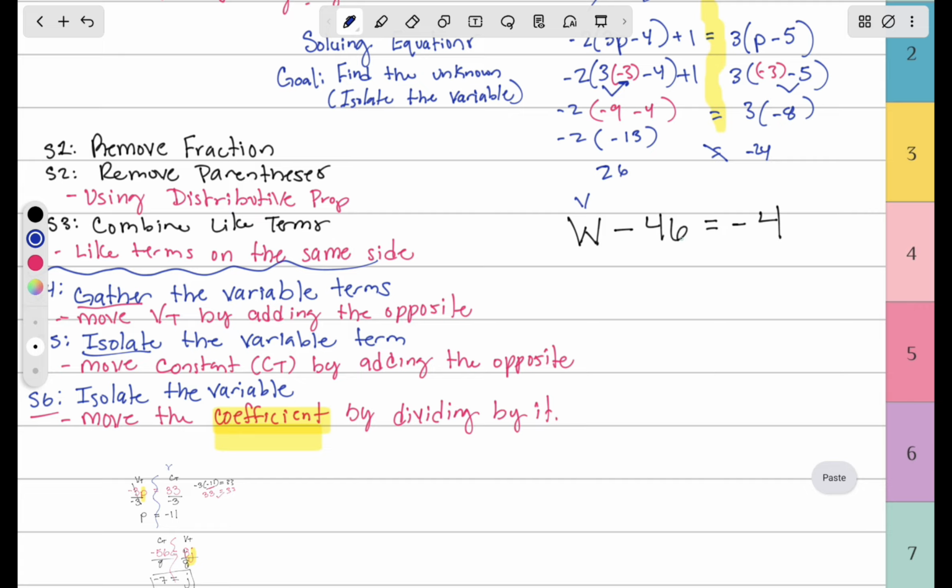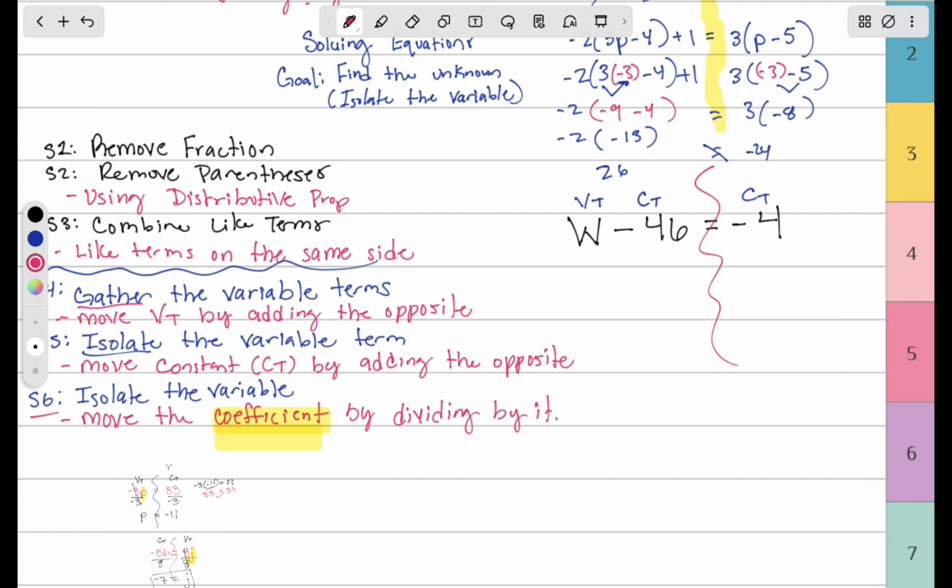When we first started off, go ahead and tell me, variable term. Cool. All right. And then -46 is our what? Constant term, right? And -4 is also what? Constant term, right? Now let's split this in the middle, so we make sure we draw that wall there. Now let's start at rule 4. Rule 4 says gather your variable terms. Can you do rule 4? No.